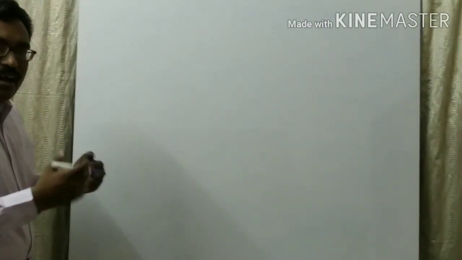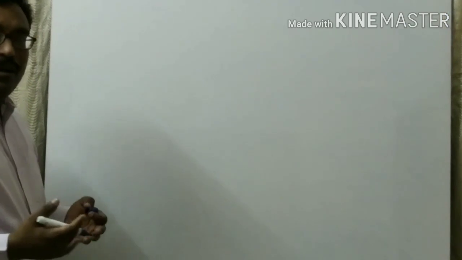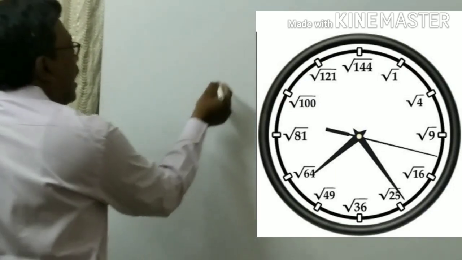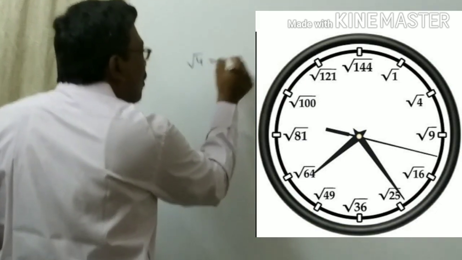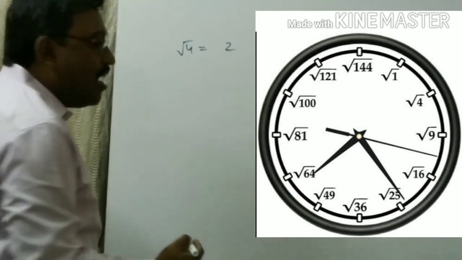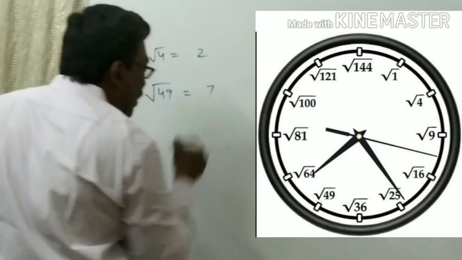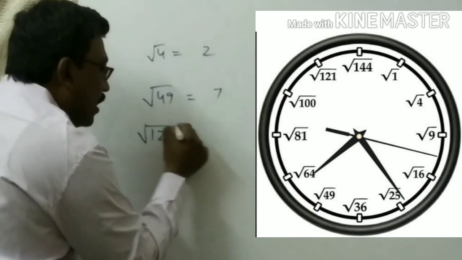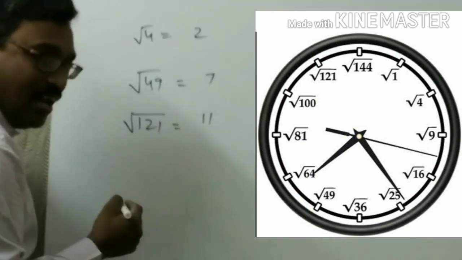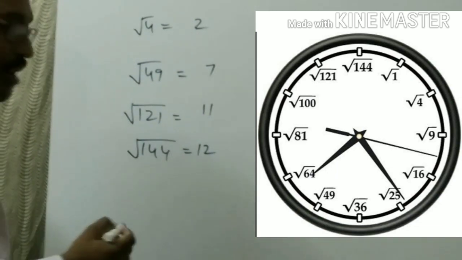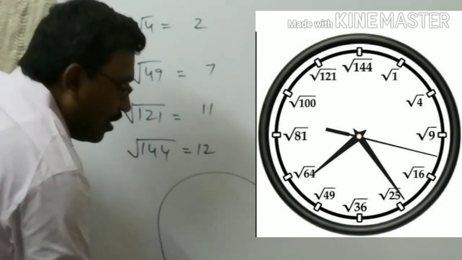Now we'll see one live example, a daily life example. Everybody in your house has a wall clock like this. Numbers are given, so I changed your wall clock numbers. Suppose root 4, root 4 is 2. Root 49 is how much? 7. Root 121 is how much? 11. Root 144 is how much? 12. So we can write this wall clock.